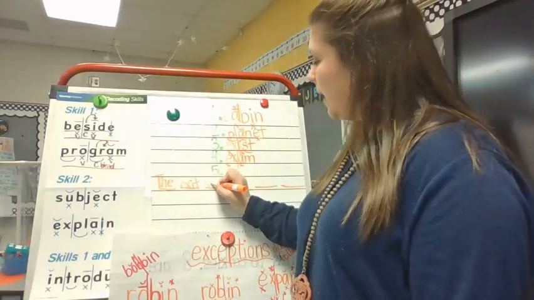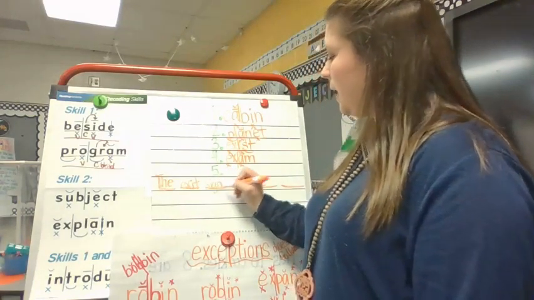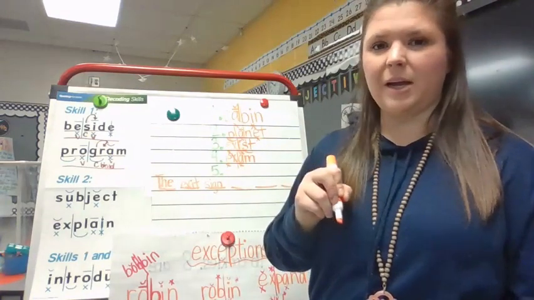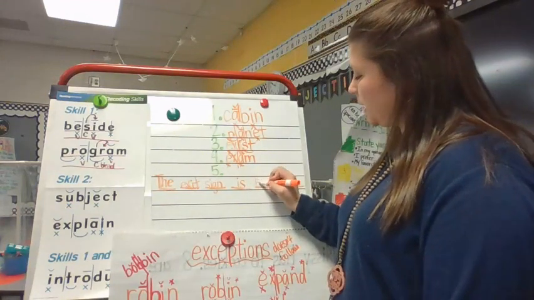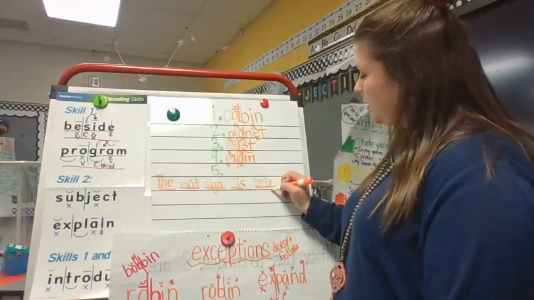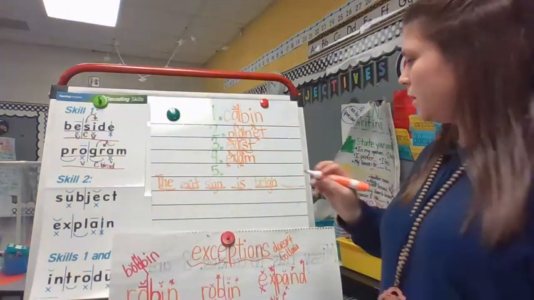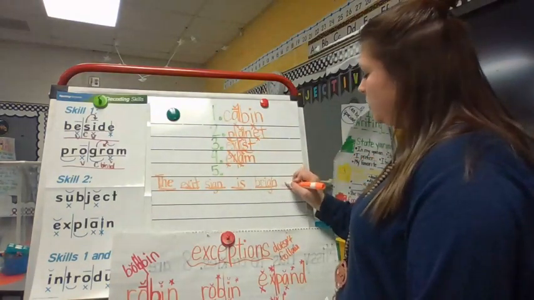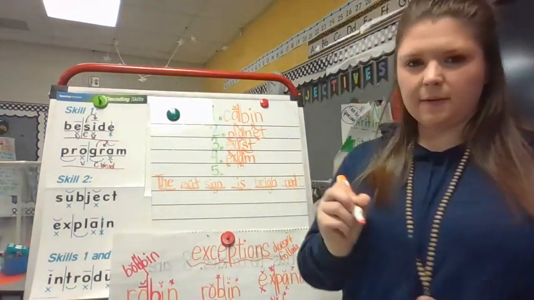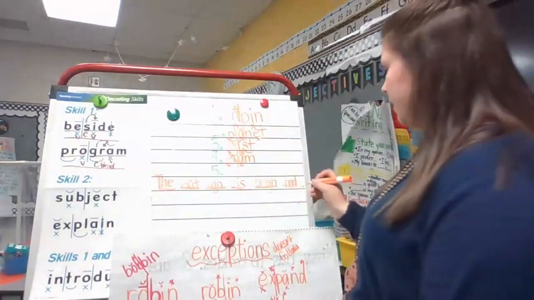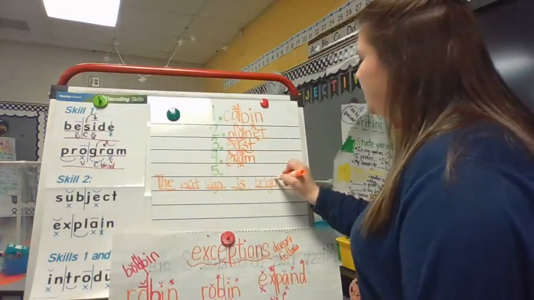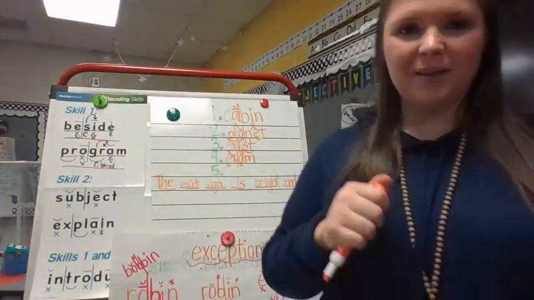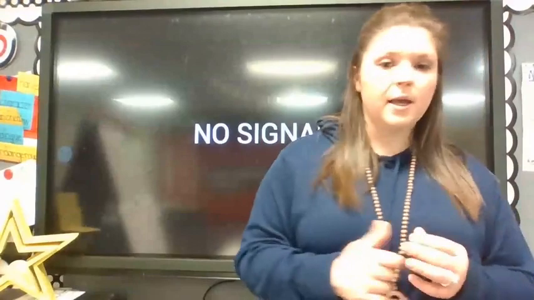The exit sign, S-I-G-N. Remember, we learned that I-G-N was ein. The exit sign is bright. That begins with a blend. I-G-H-T. The exit sign is bright red. What do I need at the end of a sentence? Some type of punctuation. Here it will just be a period. The exit sign is bright red. Oops, I forgot my T at the end. Bright red, okay?